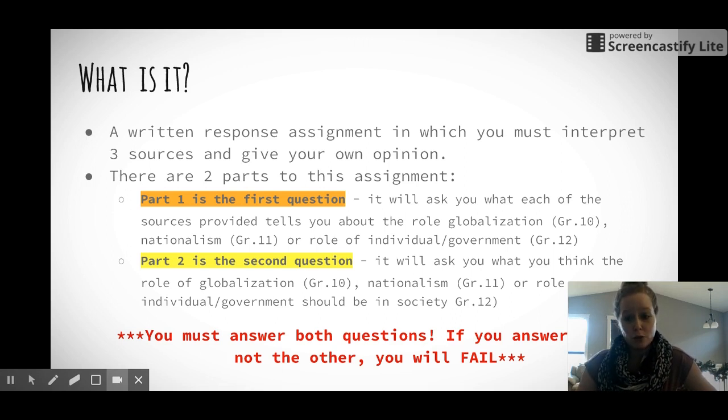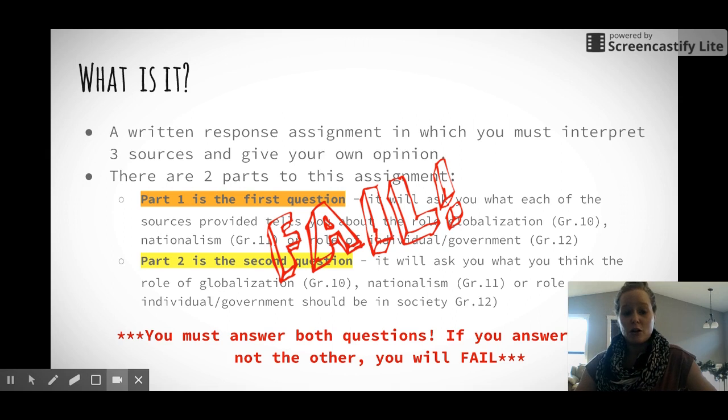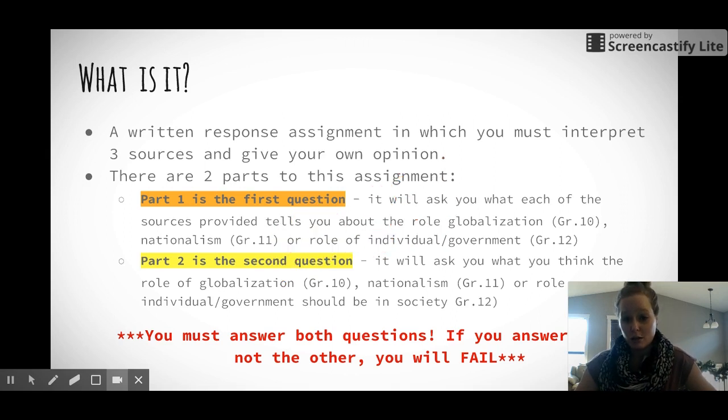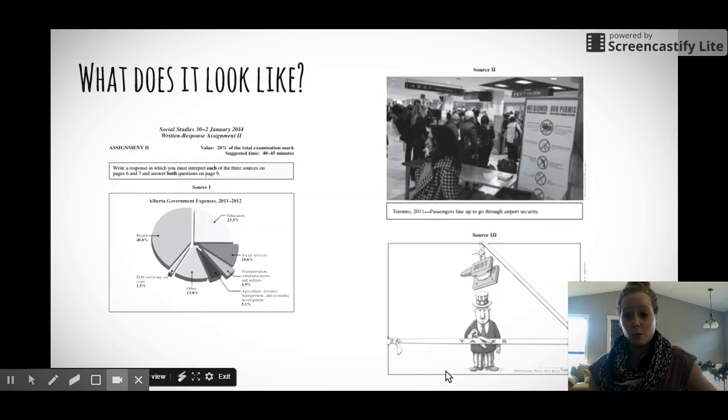Now for part 2, it's going to ask you what you think of these things. So you must answer both of these questions, and if you do not answer both of them, you will fail. So make sure you answer the first one and connect to the sources, and the second one, and you will be fine. So now let's take a look at what it looks like.